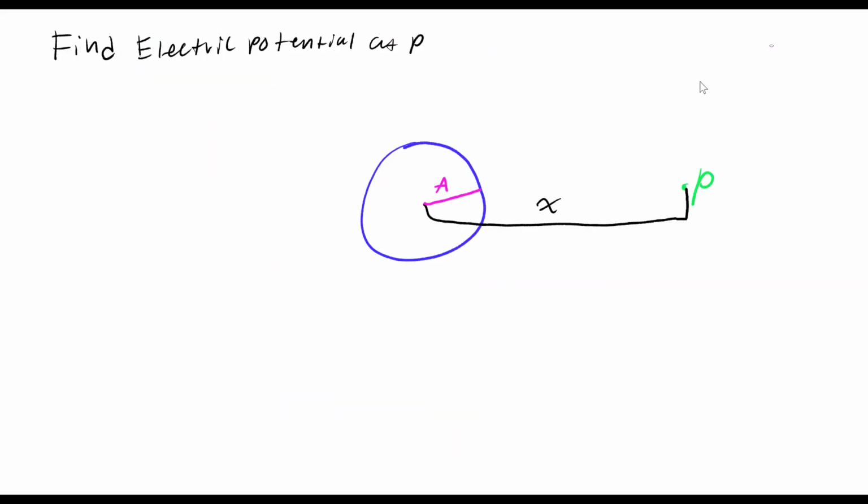In this question, we're asked to find the electric potential at point P, a distance away from the radius, from the center of the circle, which is a distance of x. So we have a positive Q right here, and it's said to be a conducting ring.